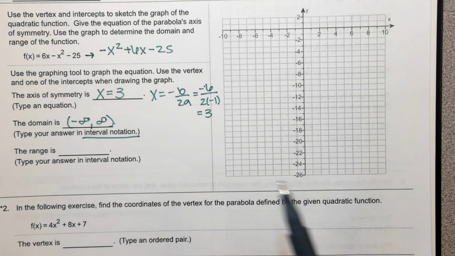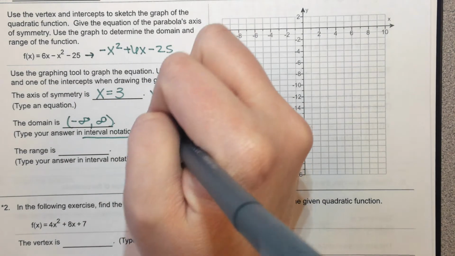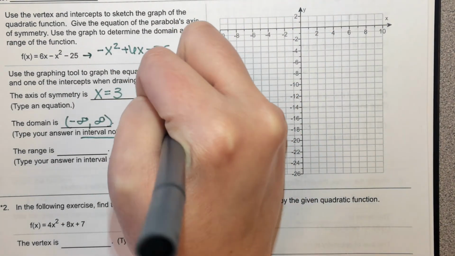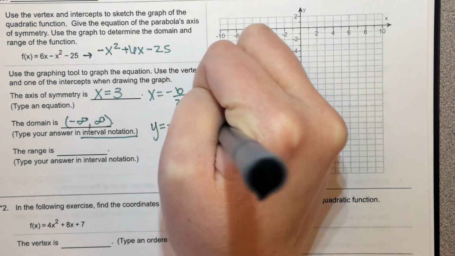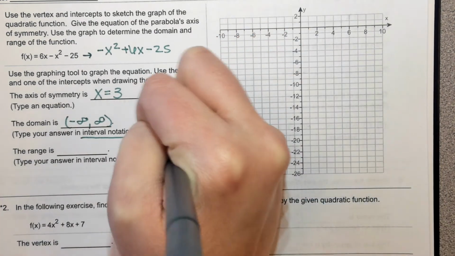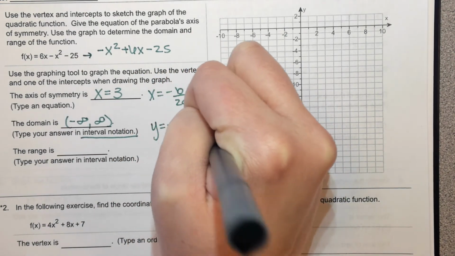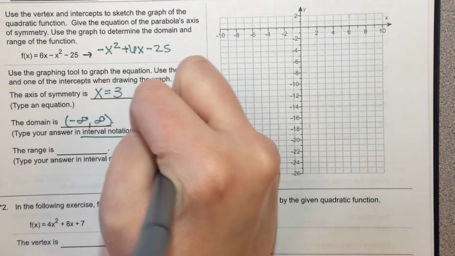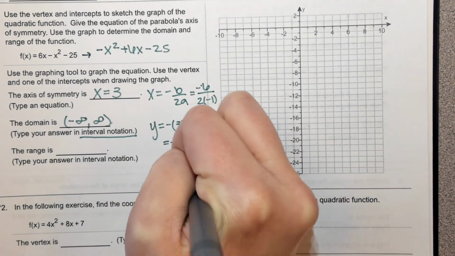So we would still need to find the x. We need to find the y for our vertex. So y equals negative the quantity 3 squared plus 6 times 3 plus 25. So that's negative 9 plus 18 plus 25. And that gives us 34. So our vertex is 3, 34.